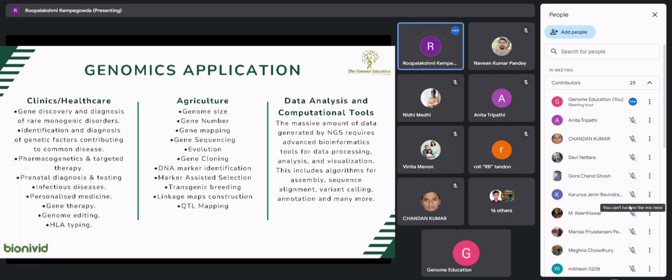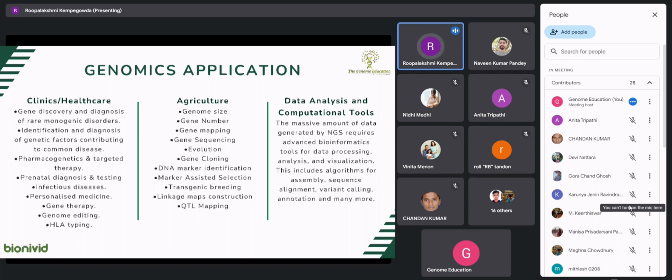Identification and diagnosis of genetic factors contributing to common diseases like diabetes, those things we use. Pharmacogenetics and targeted therapy. Nowadays, especially in cancer genetics, it is coming up. I identify the mutation, and now we are talking about CRISPR also, where I can correct my sequence, and that can be personalized medicine. Again, it comes to personalized medicine only. Then I can cure my disorders or diseases. And prenatal diagnosis and testing.